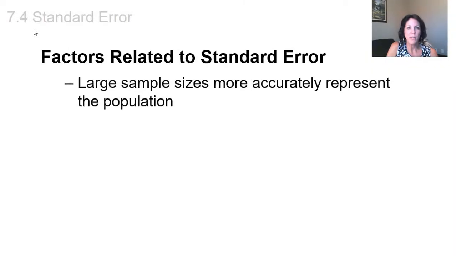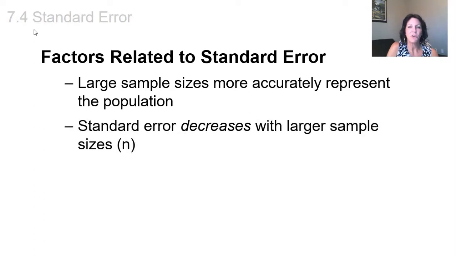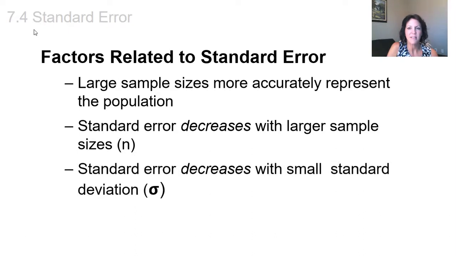So, factors related to standard error. Large sample sizes more accurately represent the population. And standard error decreases with larger sample sizes, or larger n's. And standard error also decreases with a smaller standard deviation. This is what we've been talking about this whole video. These are the things to remember. What influences standard error? Sample size and population standard deviation.